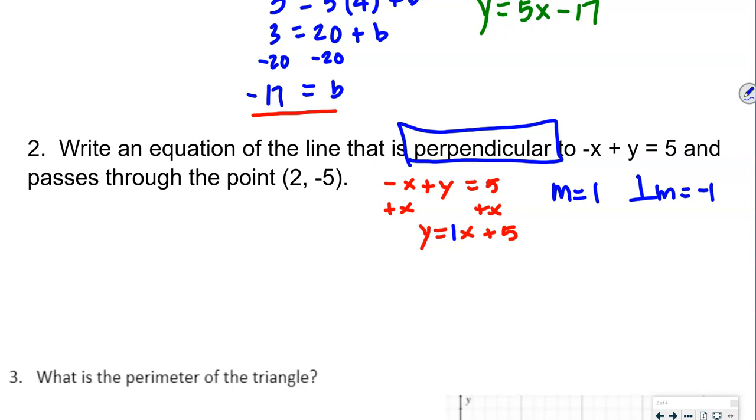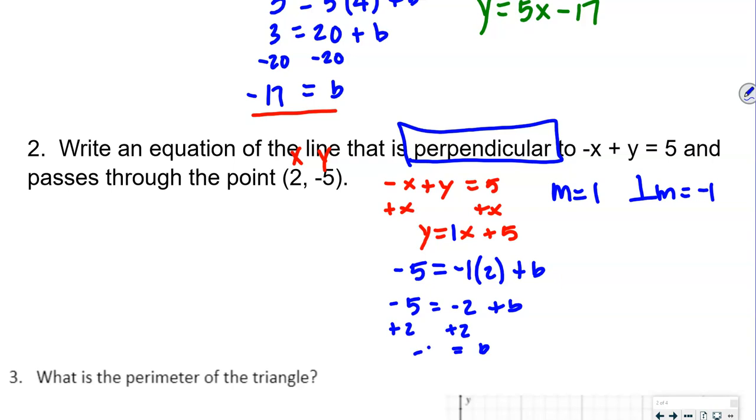So now we're going to again label our x and our y. That's the point that we're going through. So we're going to put that back in our equation, y equals mx plus b. So that means it's going to be negative 5. Let's do it in a different color. Negative 5 equals negative 1 times 2 plus our b. So that's going to be negative 5 equals negative 2 plus b. So we're going to add 2 to both sides. So b is going to be equal to negative 3. This time we're going to again plug back in our new m, our perpendicular m, and our new b. So y is going to be equal to negative x minus 3.